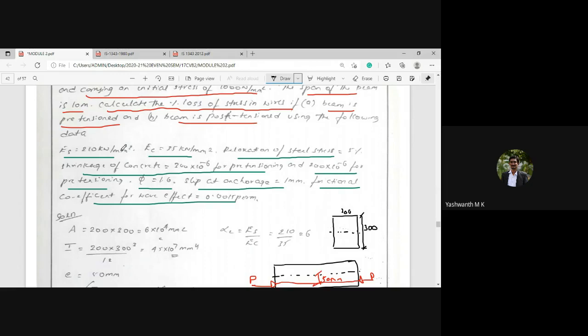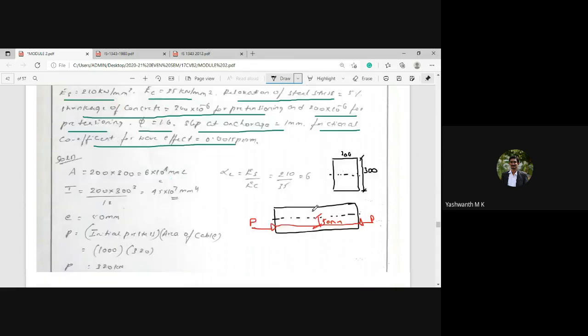In the examination, sometimes they vary the units. So please substitute accordingly. Since the units are the same here, we can substitute directly 210 by 35, which is 6. If the units change, then you need to substitute properly and get the modular ratio. Is it clear? Fine, so let me proceed.